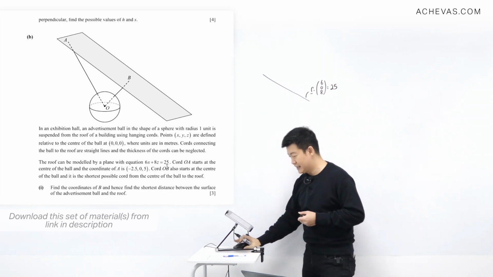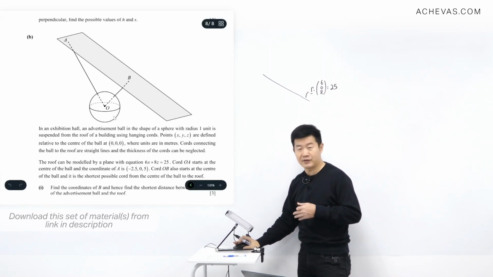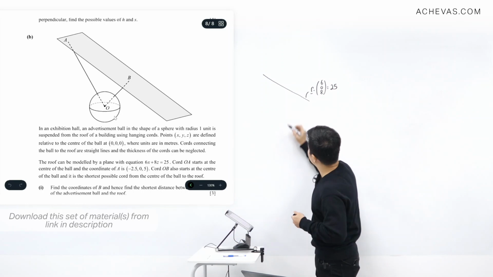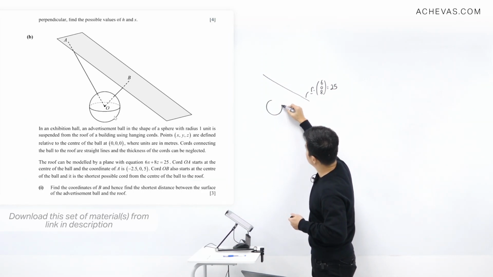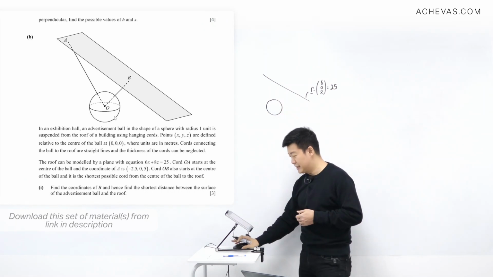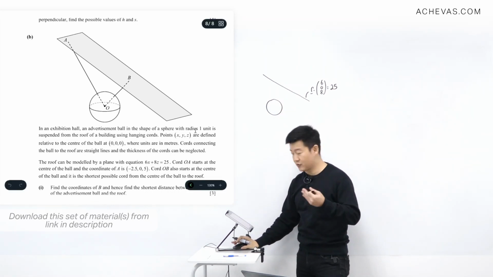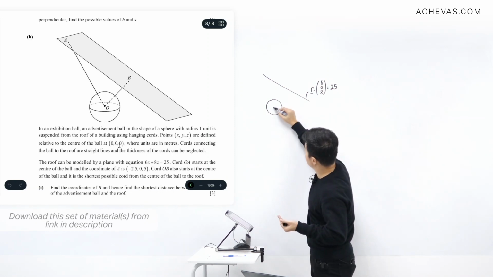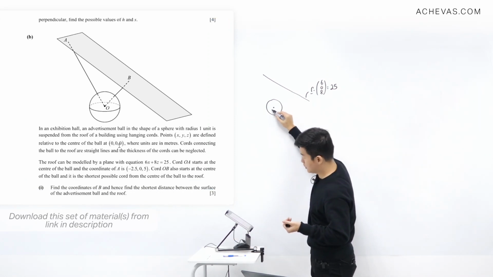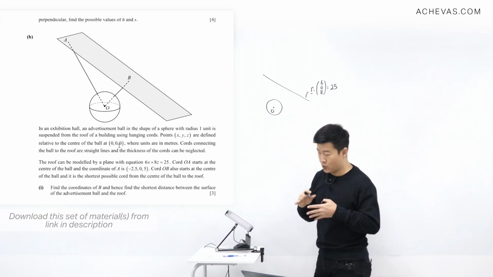And for this spherical ball that is here, this advertisement ball, I am going to draw it here. So let's say this is a spherical ball. According to the question, this spherical ball has a radius of 1 unit, and the origin starts from the center of the spherical ball. So here is the origin. I'm going to put O.